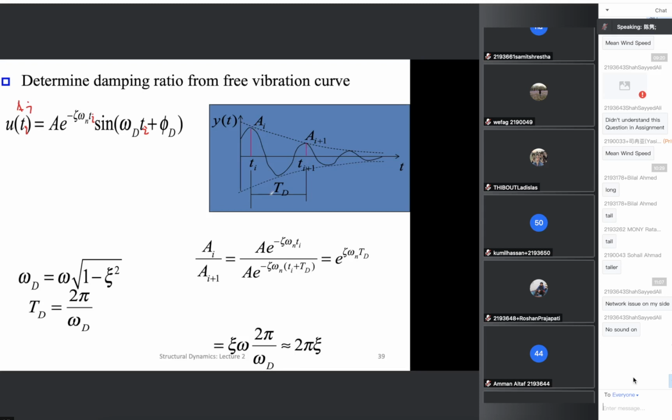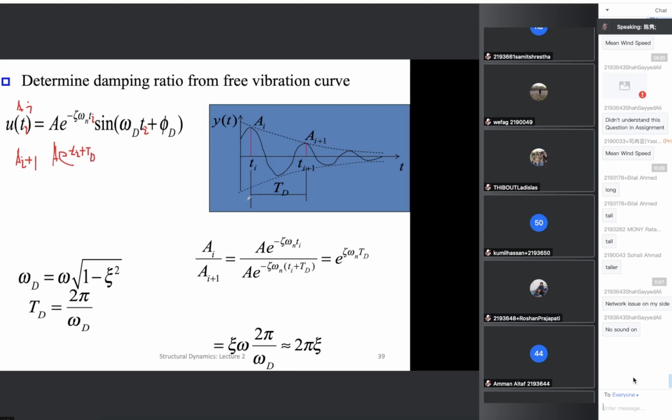And another peak. The duration is T_d, and T_d is constant. It doesn't change. So at another time instant t_(i+1), after T_d, the amplitude will become A_(i+1), equals A, which is the same and doesn't change, times e to the power of minus zeta omega t_(i+1), where t_(i+1) means t_i plus T_d.